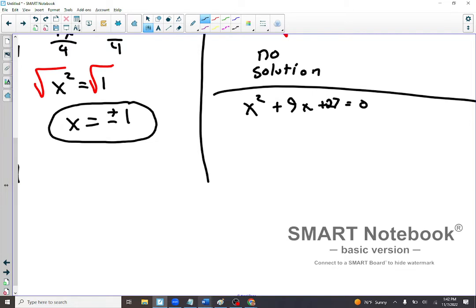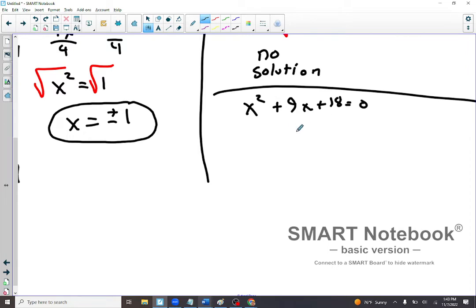So this one, I think I did it right. Wait a second, sorry, not 27. Let's make it 16. No, my fault. 6 and 3 is 18. All right, x squared plus 9x plus 18 equals 0. In this one, because it equals 0, you can start factoring it. Yeah, it has to be 18. 27 won't work.